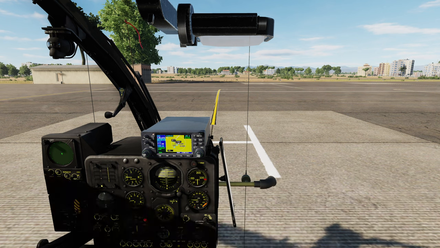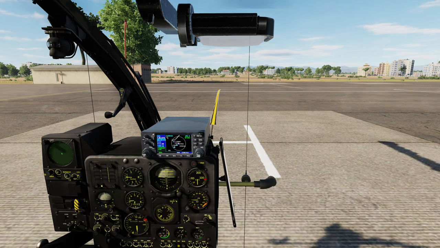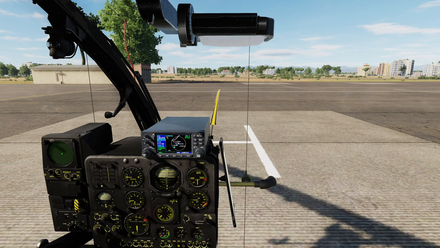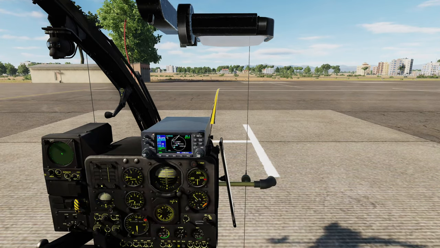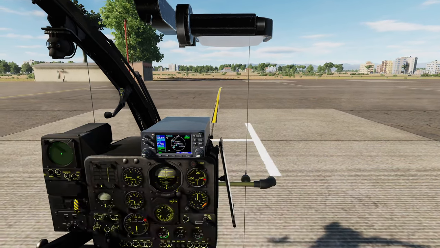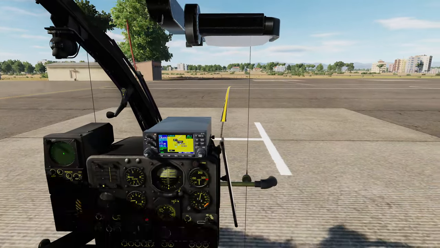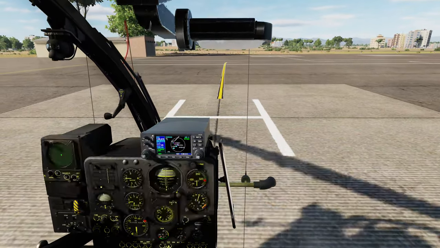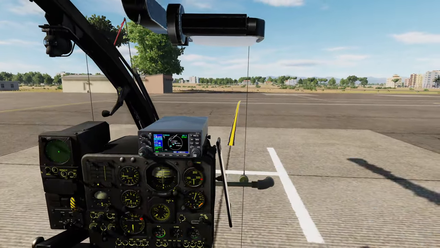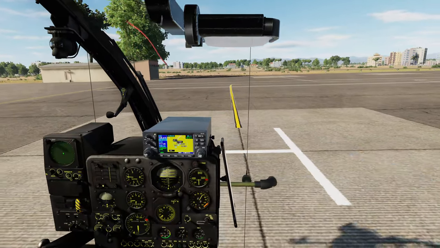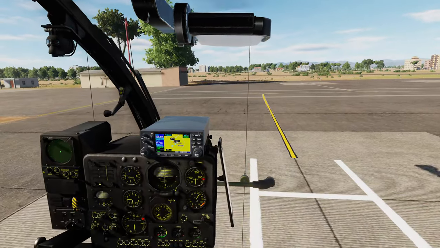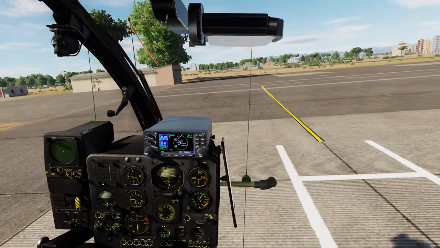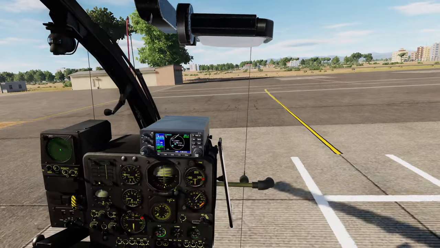So what we need to do is expect that the helicopter is going to yaw left as we increase collective. So I'm going to preemptively put in a bit of right pedal. There you go. And I'm going to slowly, slowly increase collective. We're getting light on the skids. Oh, and the nose is coming down. Very gentle. We want to pick the helicopter up to about 5 feet, and then we want to leave it there.